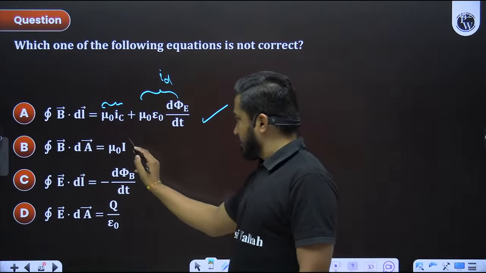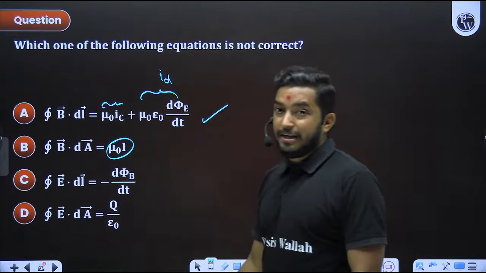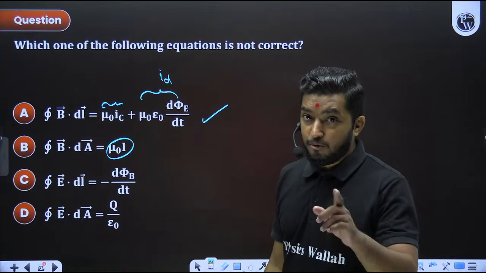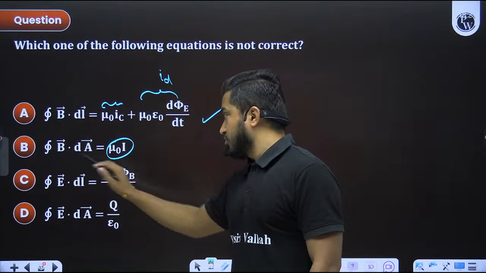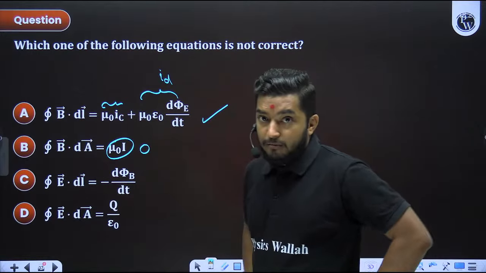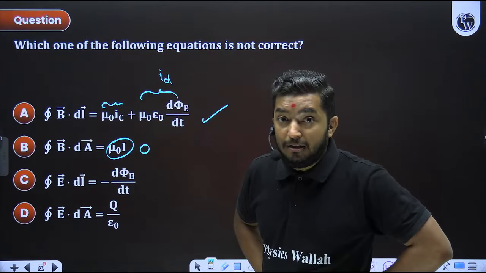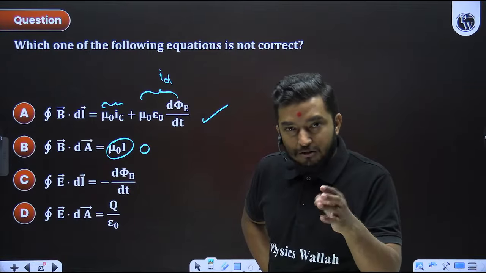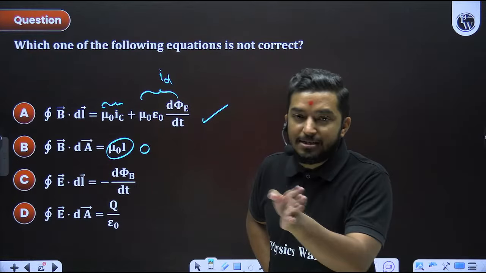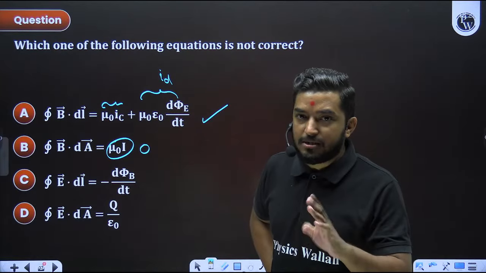Closed integration B into dA. There is something wrong here. It is Gauss law for the magnetic field, and we know for the closed loop it is always 0. Why? Because the magnetic field lines make closed loops. So the amount of lines that enter, a similar amount of lines exits from the loop. So the net flux is equal to 0.